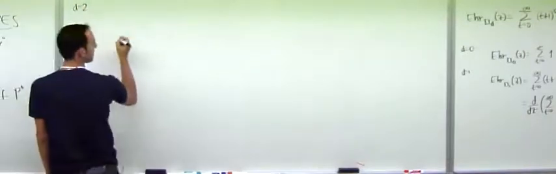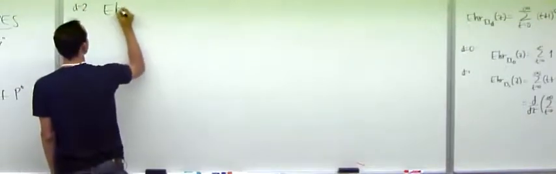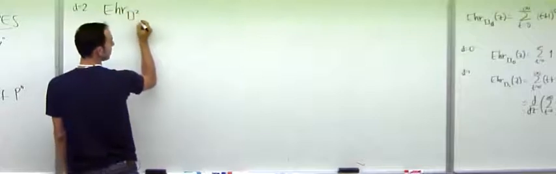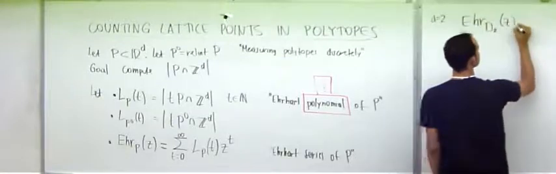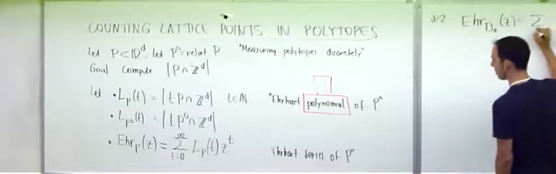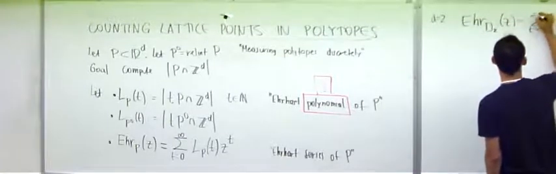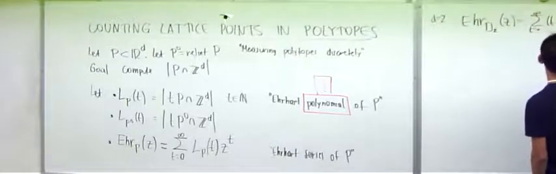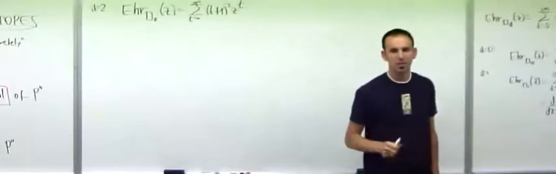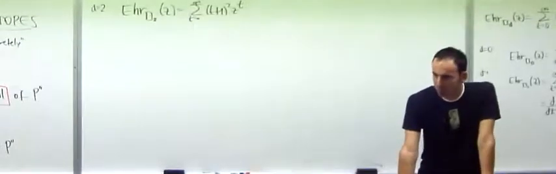D equals 2. So the Ehrhart series of the square in dimension 2. So this is the summation from t equals 0 to infinity of (t plus 1) squared z to the t. Okay? And now I'll take your suggestions. How can I compute this?